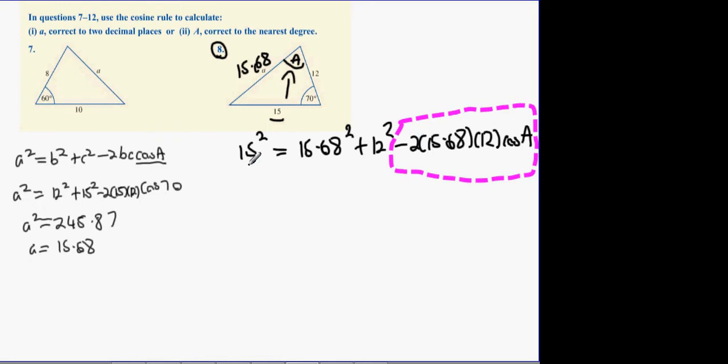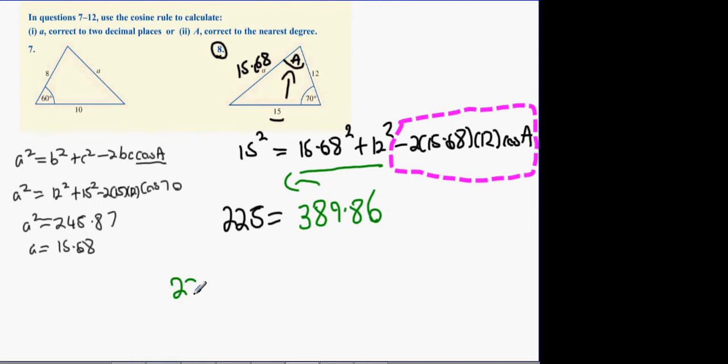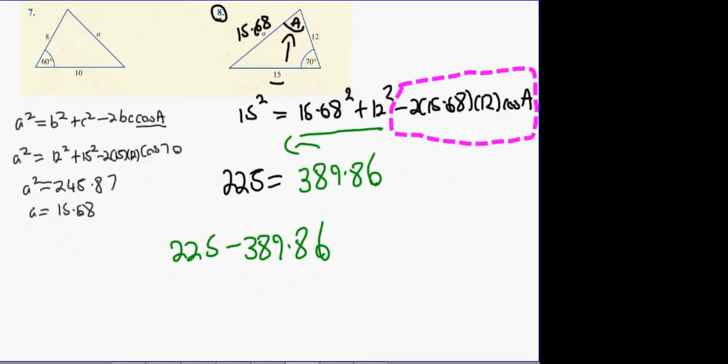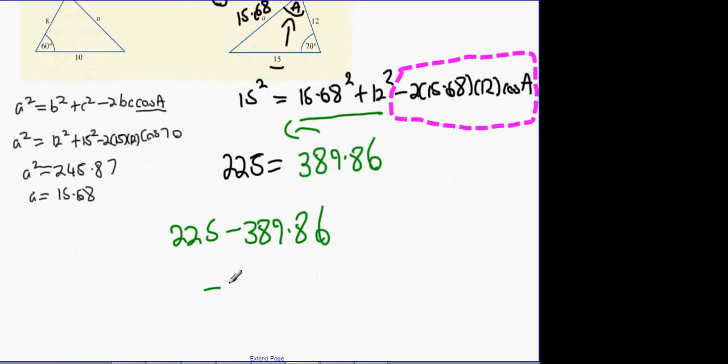So what we get here is, what's 15 squared? I think it's 225. Just verify that for me. Can somebody do this all in one go? 15.68 squared plus 12 squared, one go. 389.86. Bring it over to your side. 225 minus 389.86 is minus 164.86. Okay.